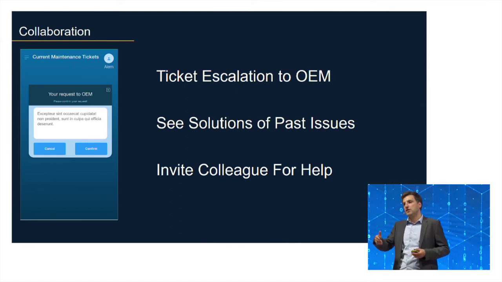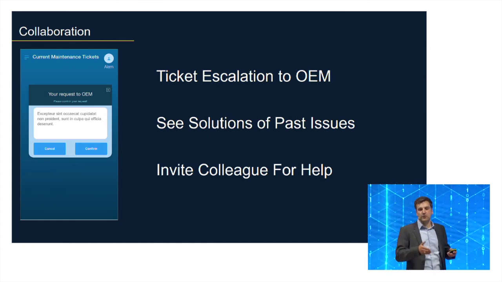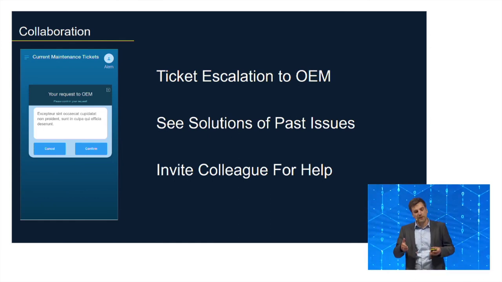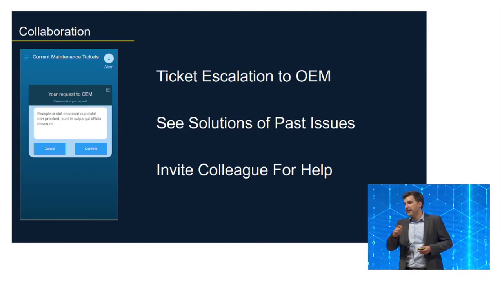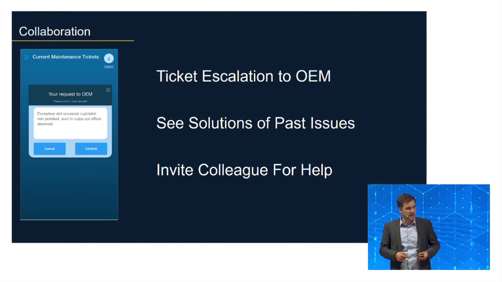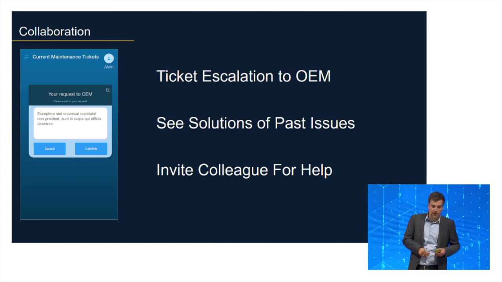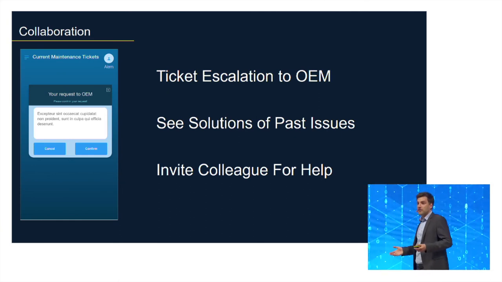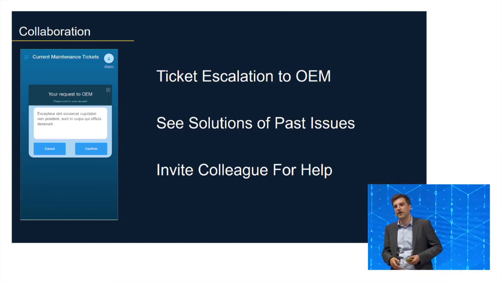As maintenance personnel, you're usually not alone. You probably need to collaborate on certain topics with other experts or with the machine manufacturer. So we have a very simple way to put a voice message or a text message directly to the machine manufacturer. You can add your IoT data to this ticket and get a quick reaction from the machine manufacturer. You can also invite a colleague to help you with a ticket, so you assign a ticket to a colleague in a co-creation situation.